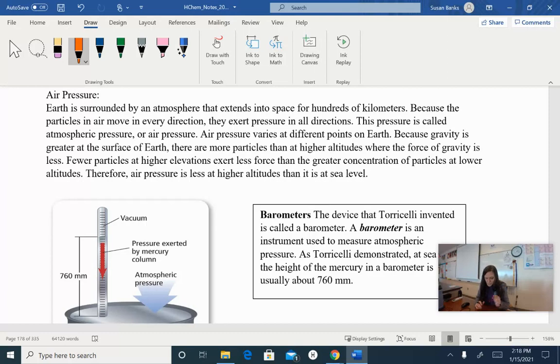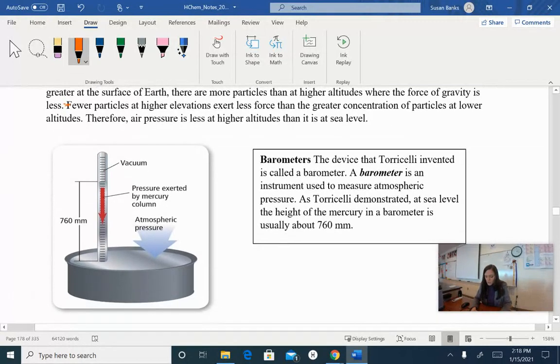So let's start back right here. Fewer particles at higher elevations exert less force than a greater concentration of particles at lower sea levels or lower altitudes. Therefore, air pressure is less at higher altitudes than it is at sea level. Okay, so let's look and see how a barometer works.